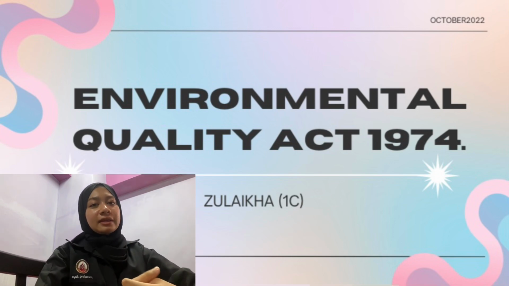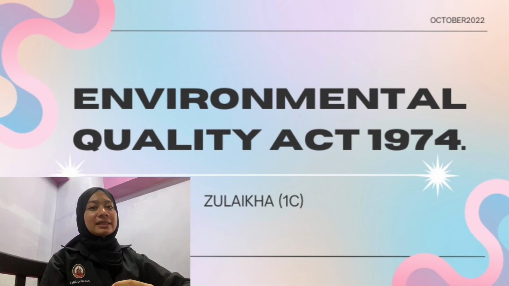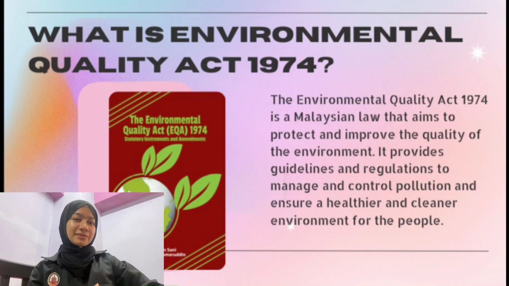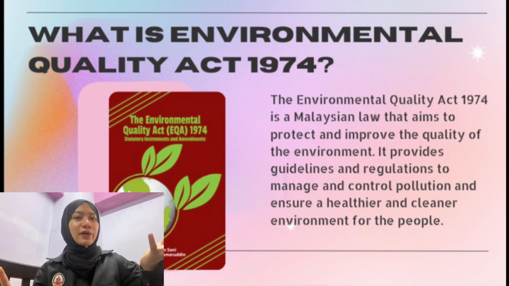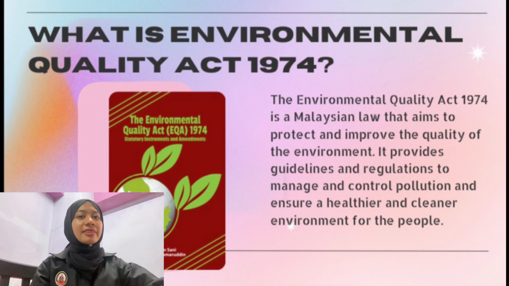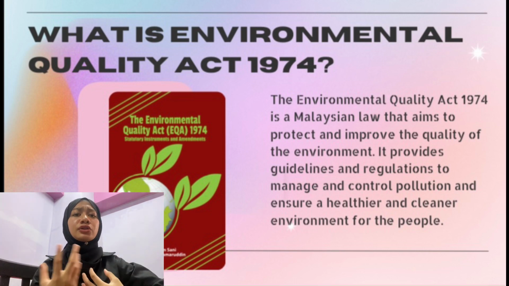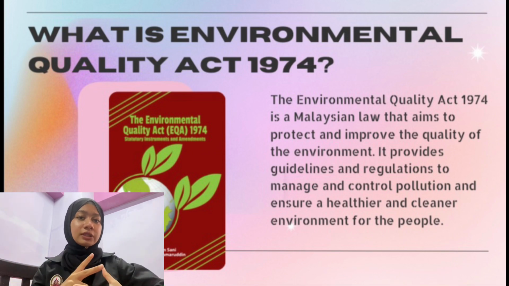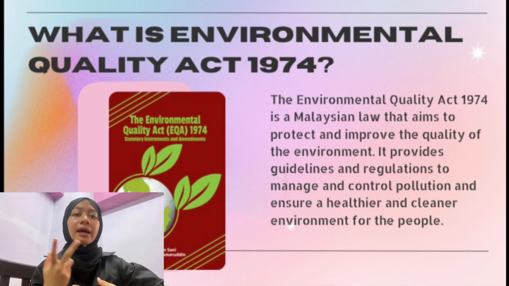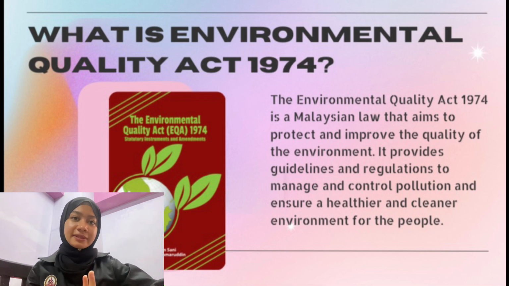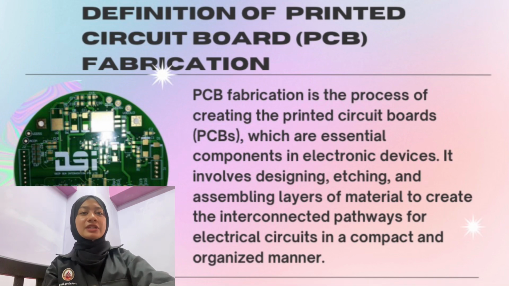Today I will be presenting about the Environmental Quality Act 1974. So, what is the Environmental Quality Act 1974? The Environmental Quality Act 1974 is a Malaysian law that aims to protect and improve the quality of the environment. It also provides guidelines and regulations to manage and control pollution and ensure a healthier and cleaner environment for the people.